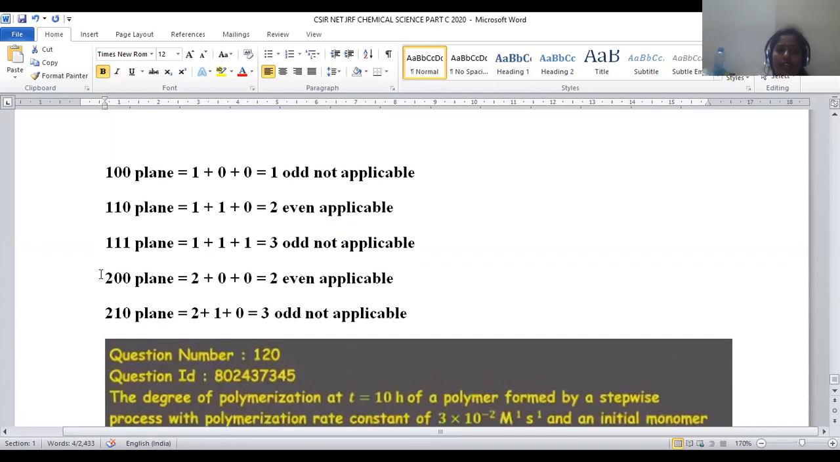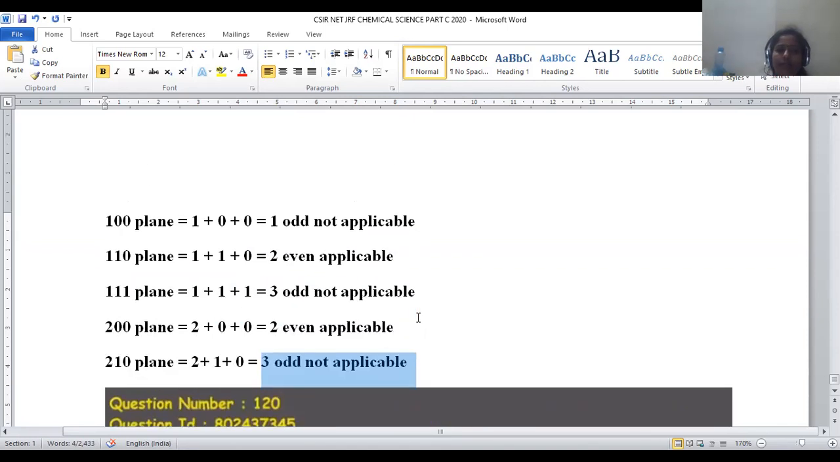And another one is 200 plane. 2 plus 0 plus 0, now it will become 2. It is the even value. That's why it will be applicable. 210 when employed, it will be 2 plus 1 plus 0, again it is the odd value. So for BCC, it cannot be applicable.